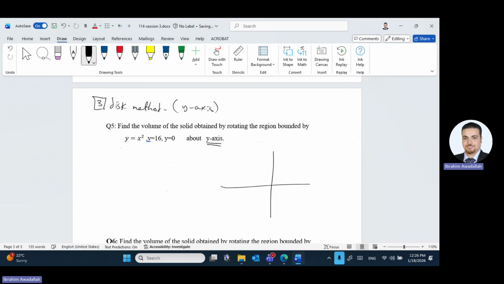As I said before, the revolving about the x-axis will be like this. The revolving about the y-axis will be like this. Okay, y equals x squared, this is the x squared almost. y equals 16, this is y equals 16. y equals 0, that means the first quadrant. We will make the revolving not like this, because this would be the x-axis. No, our revolving will be about the y-axis. That means the revolving will be like this.